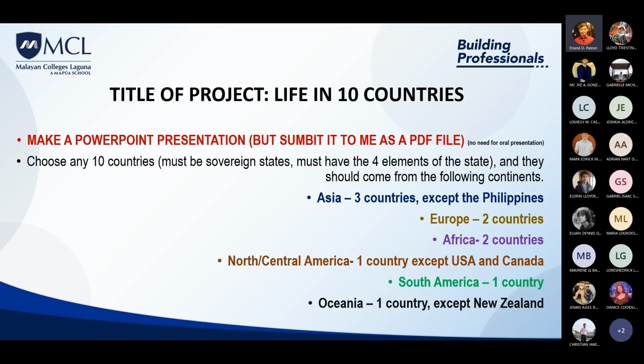So you will be choosing 3 countries from Asia, of course, except the Philippines, and another 2 countries from Europe, 2 African countries, and then 1 country from North and Central America, except for the US and Canada, another country from South America, and then 1 country in Oceania, except New Zealand. The reason is because I will be giving New Zealand as an example later on. So again, you will be choosing any 10 countries which are supposed to be sovereign states.